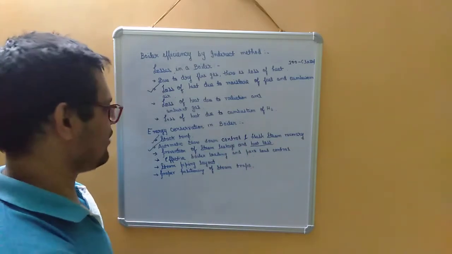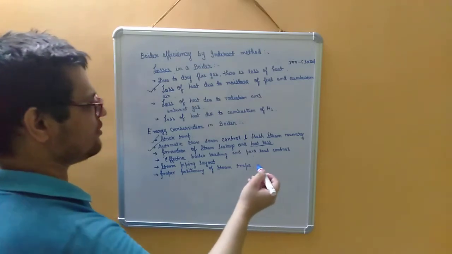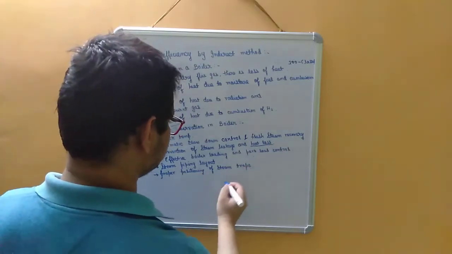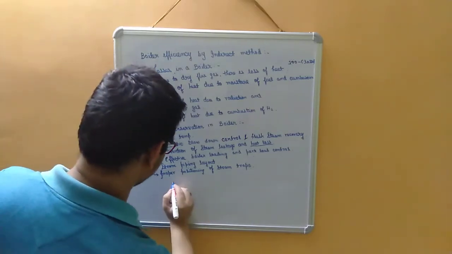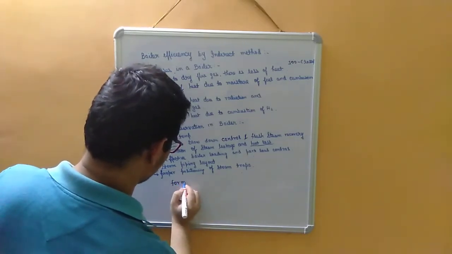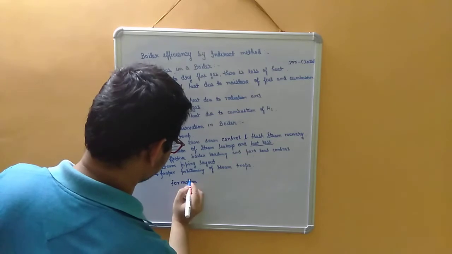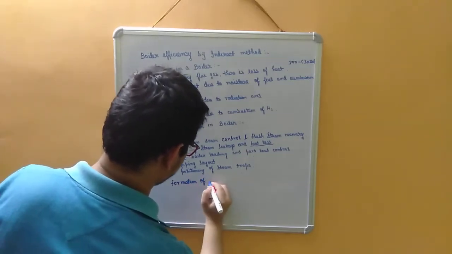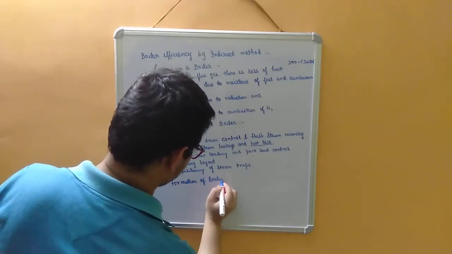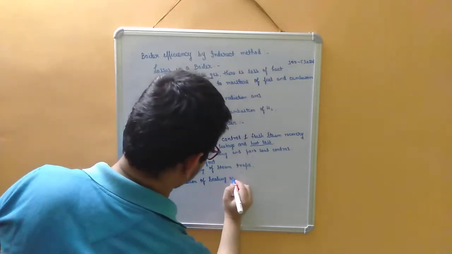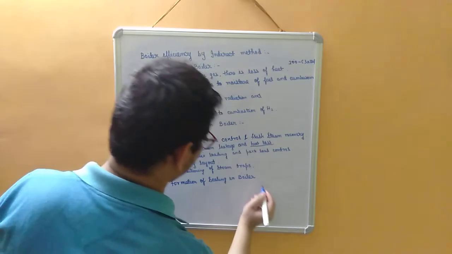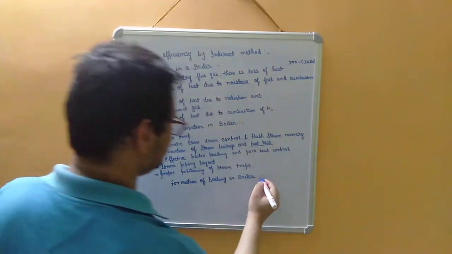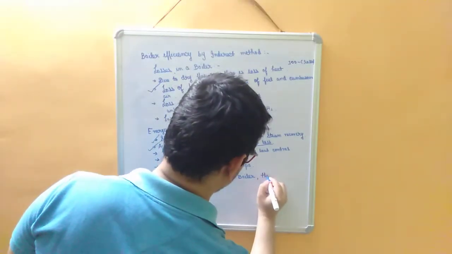So other is blow down. Why do we need to do blow down? Because when the boiler is in working condition, there is a formation of scaling in the boiler. So hence there is a requirement of boiler water treatment.